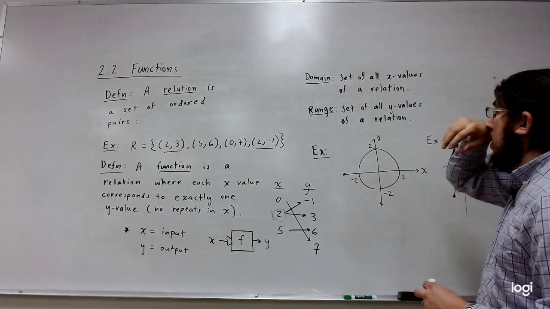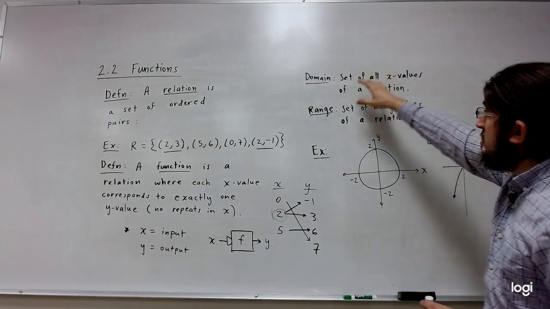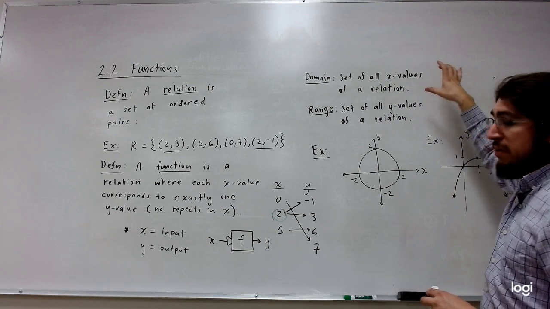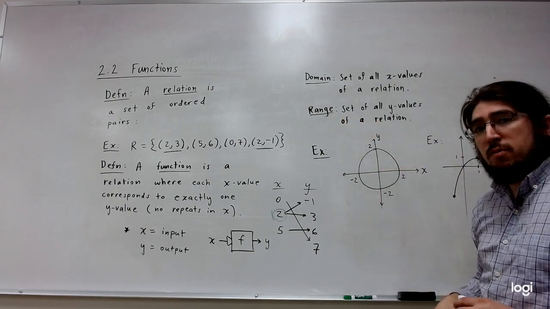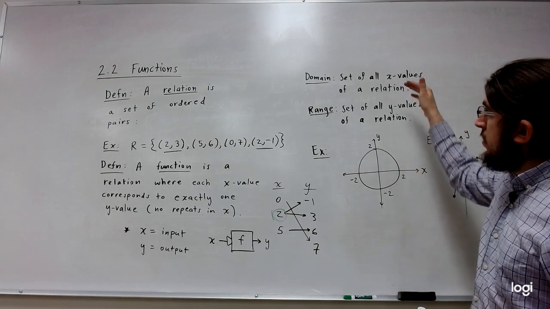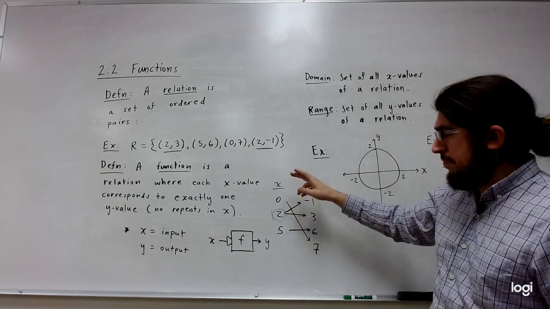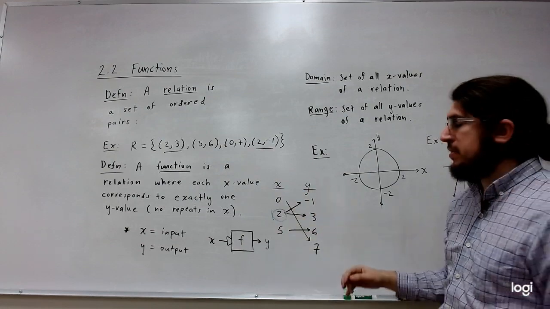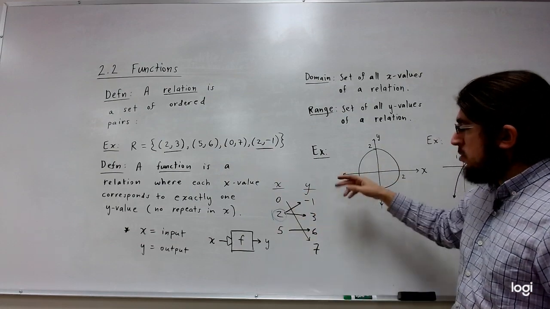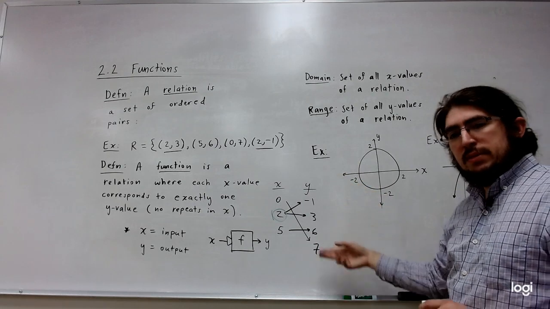Good. So the domain is the set of all x values of a relation, where the range is the set of all y values of the relation. So here, the domain would be the set of the x values 0, 2, and 5. Just that set of those numbers. The range would be -1, 3, 6, 7. Great.